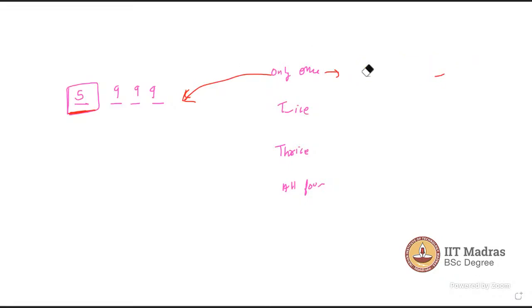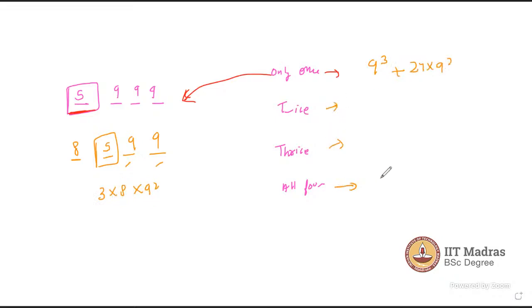If 5 is appearing at the first place, you will have 9 cubed cases. If 5 is not at this place but at any of these 3 places, let's suppose it is at this place, then for the first you have 8 options, 9 options, 9 options. If 5 moves to this place, again you will have the same number of options, and the same again for the last place. So you can do it 3 times 8 times 9 squared, that is 24 times 9 squared. Similarly, you can do it for the other cases. For all 4, it would be only one case.